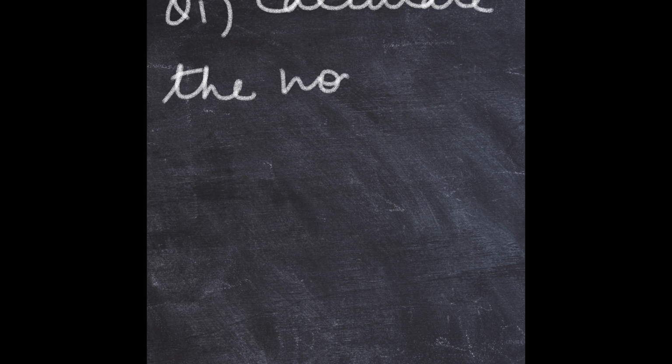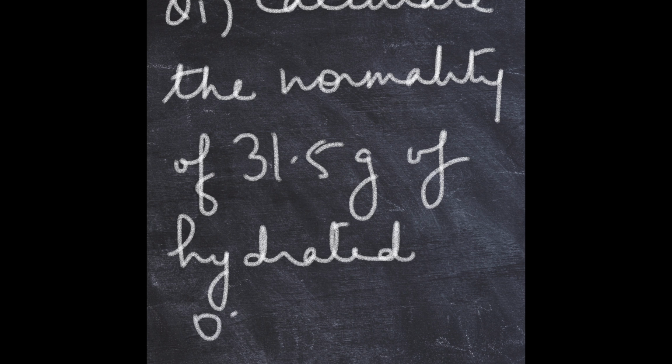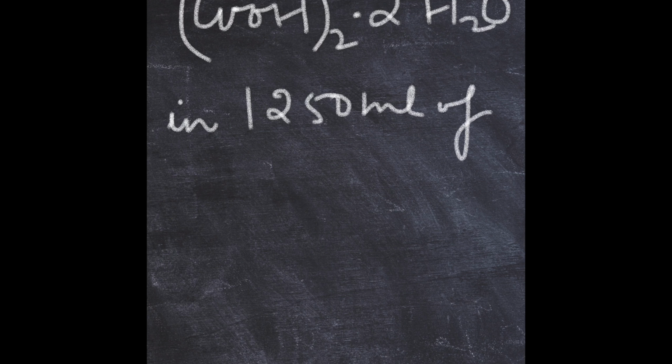Well, now let's take up a numerical, and the question is, calculate the normality of 31.5 grams of hydrated oxalic acid in 1250 ml of solution, right?